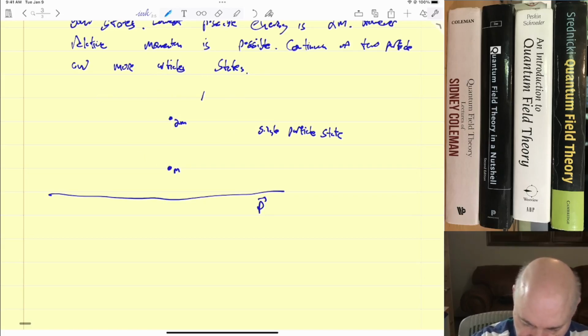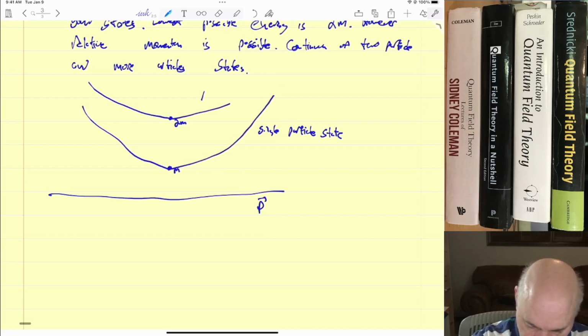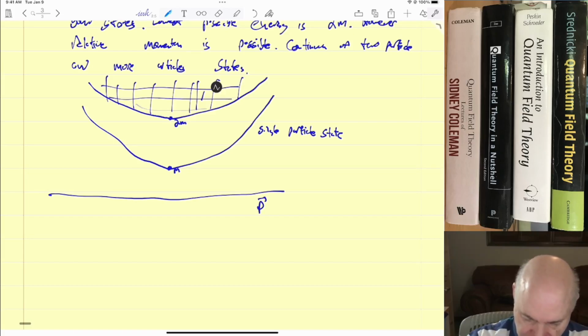All right, let me do it again. So this is the isolated hyperbola through the single particle state. And then we have a hyperbola through the two particle state. And then we have a continuum, I guess. That's the continuum. Okay.